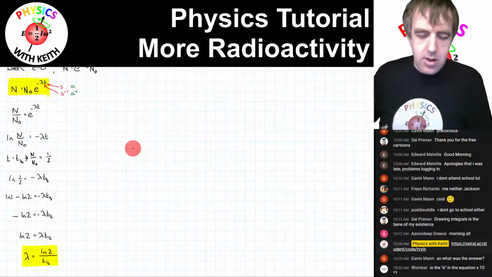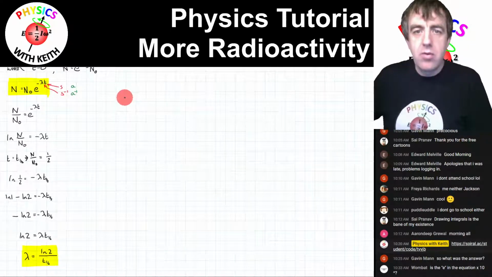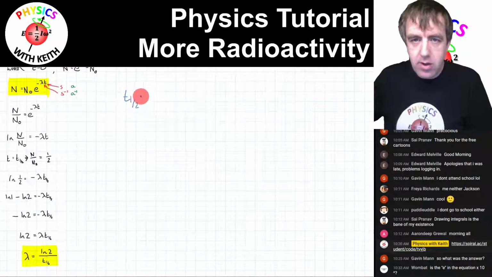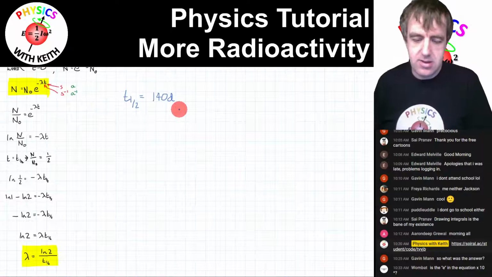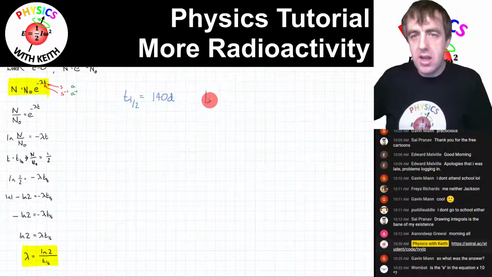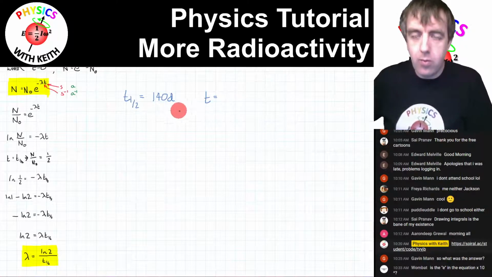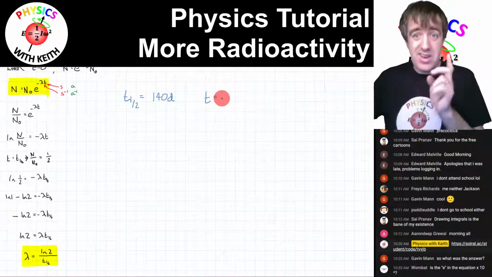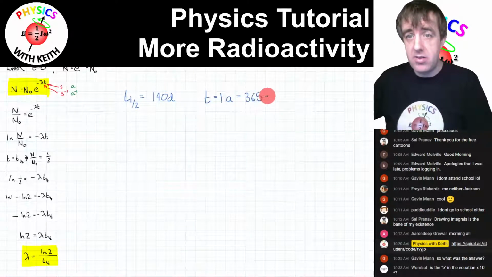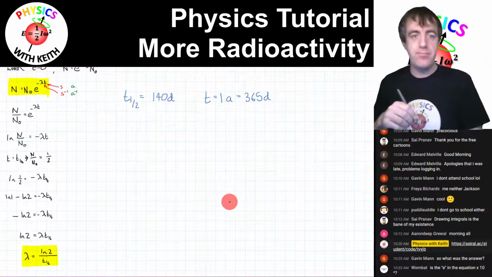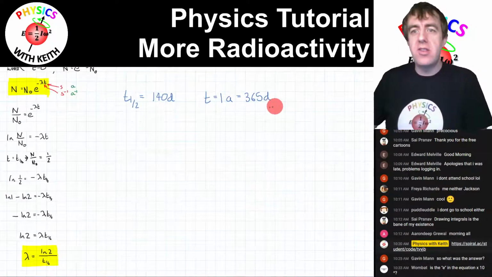Okay, so the information we had, the fact it was polonium, although I'm not interested in that really. We've got the half-life. I'm going to write that down. The half-life was 140 days. And the amount of time after the initial measurement is 1 year, which is, I'm going to say, equal to 365 days. I know it's not quite, but I'll leave that to the astronomy videos. So 365 days.